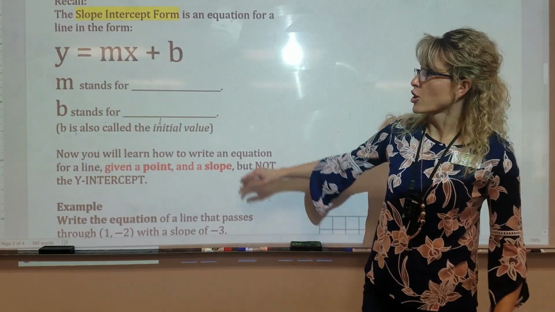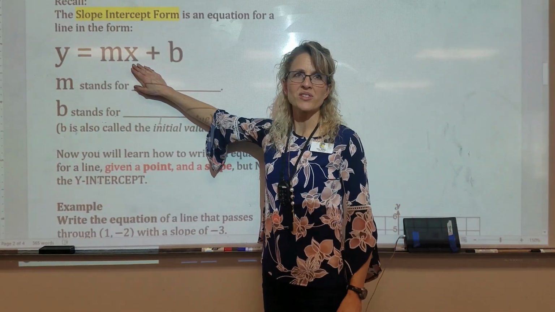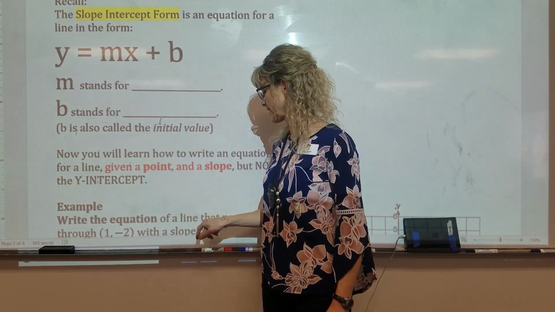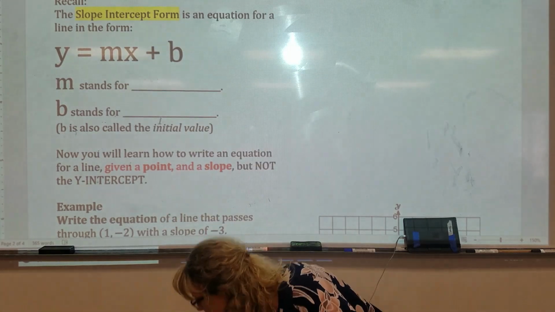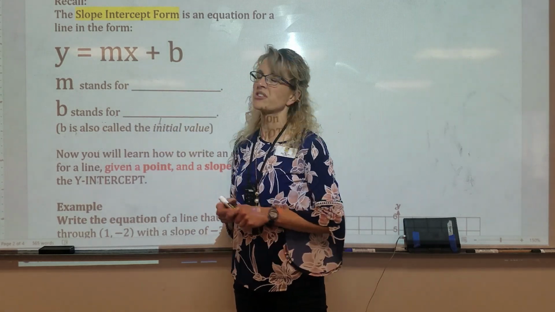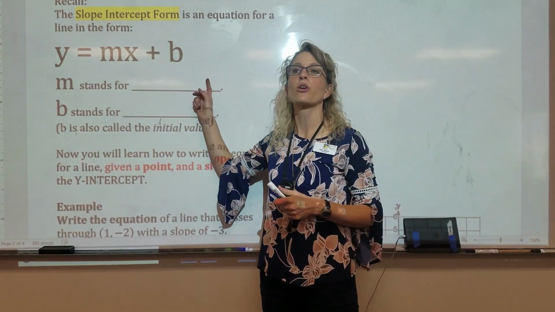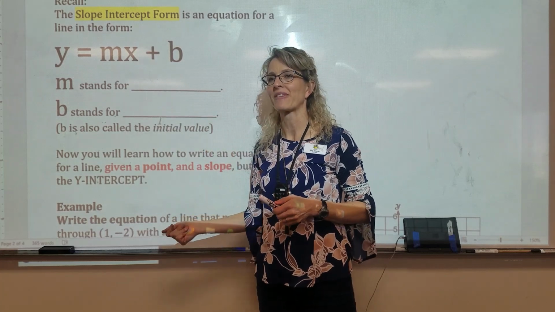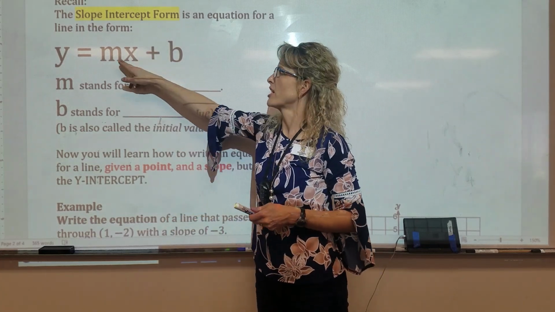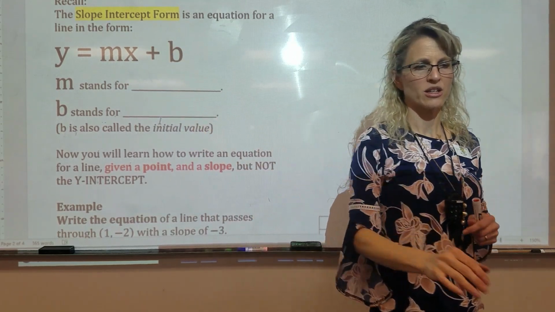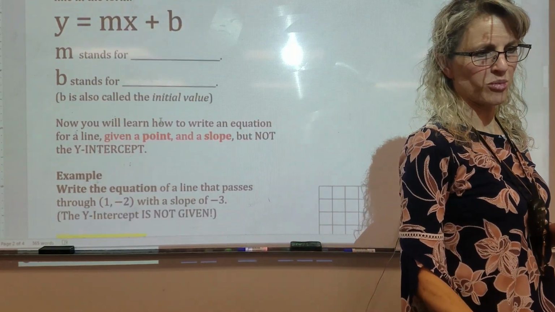Recall, the slope-intercept form is y equals mx plus b. What's the slope-intercept form? Y equals mx plus b. Good. M stands for slope. B stands for y-intercept. You've got to know slope and y-intercept. That's the general pattern that we use to put in slope and y-intercept.